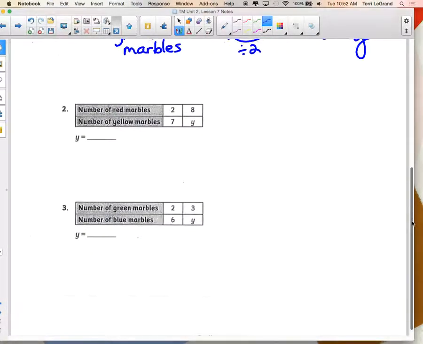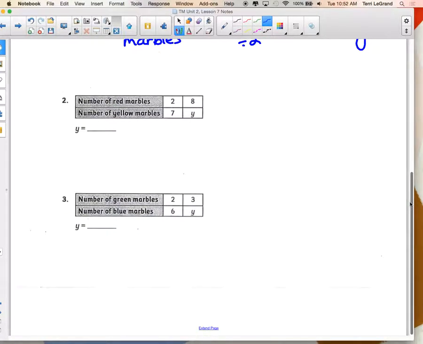Okay, I want you to first write the proportion in the next one. What would the proportion look like? Write it off to the side of the table. How would this proportion look? Can somebody share with me, what does your proportion look like? 2/7 equals 8 over y. Okay?